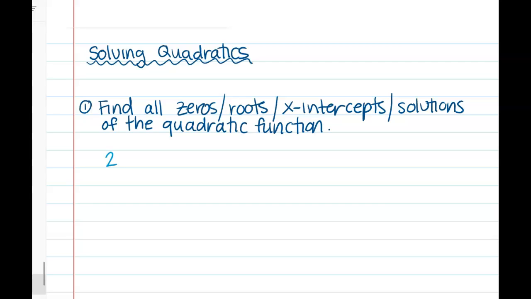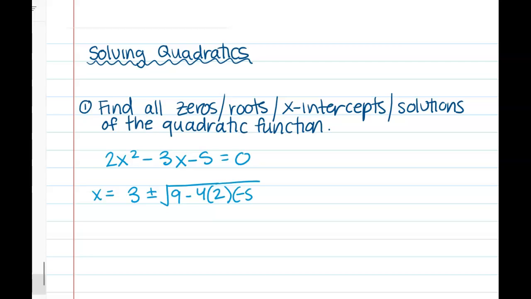So let's say I gave you 2x squared minus 3x minus 5 equals 0. You just do what we did yesterday. So do me a favor and pause your video and try this, and then I'll show you. Okay, so we have x equals 3 plus or minus the square root of negative 3 squared, which is 9, minus 4 times 2 times negative 5, all over 2 times 2, which is 3 plus or minus, this is 9 plus 40, so square root of 49 over 4.